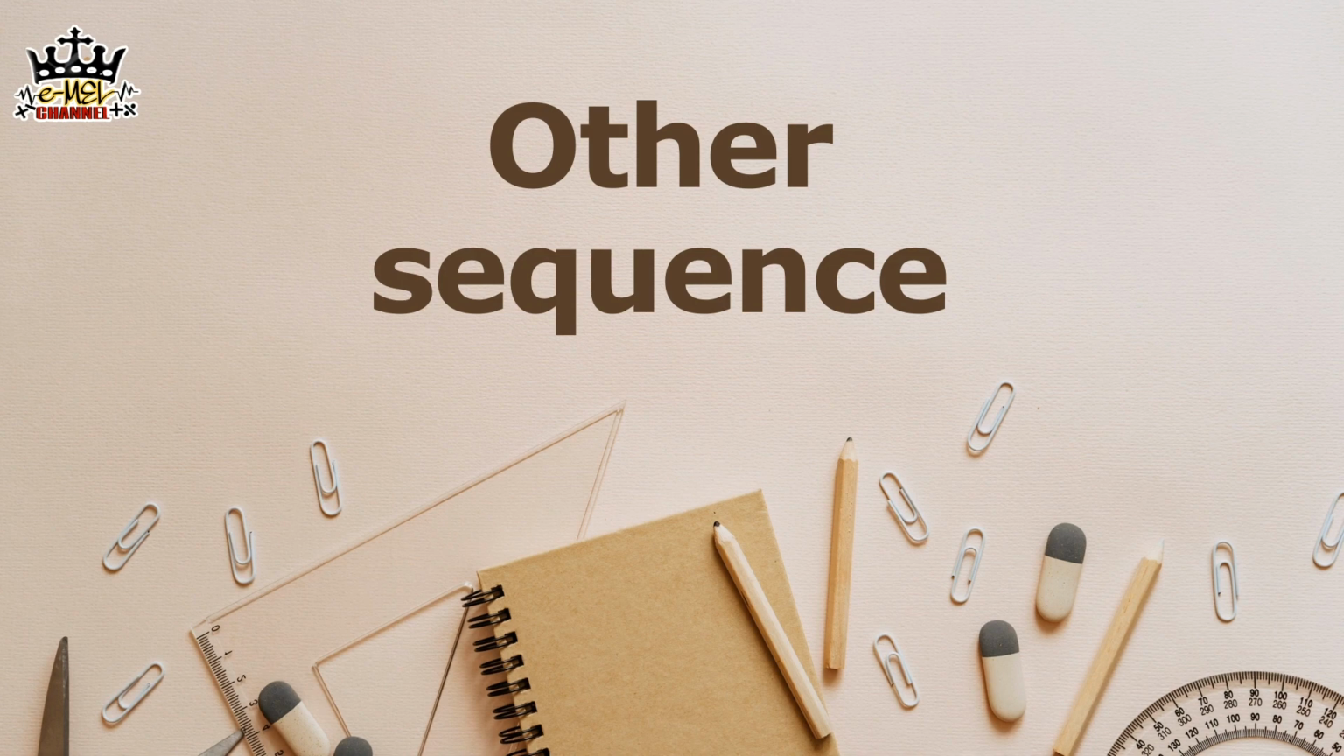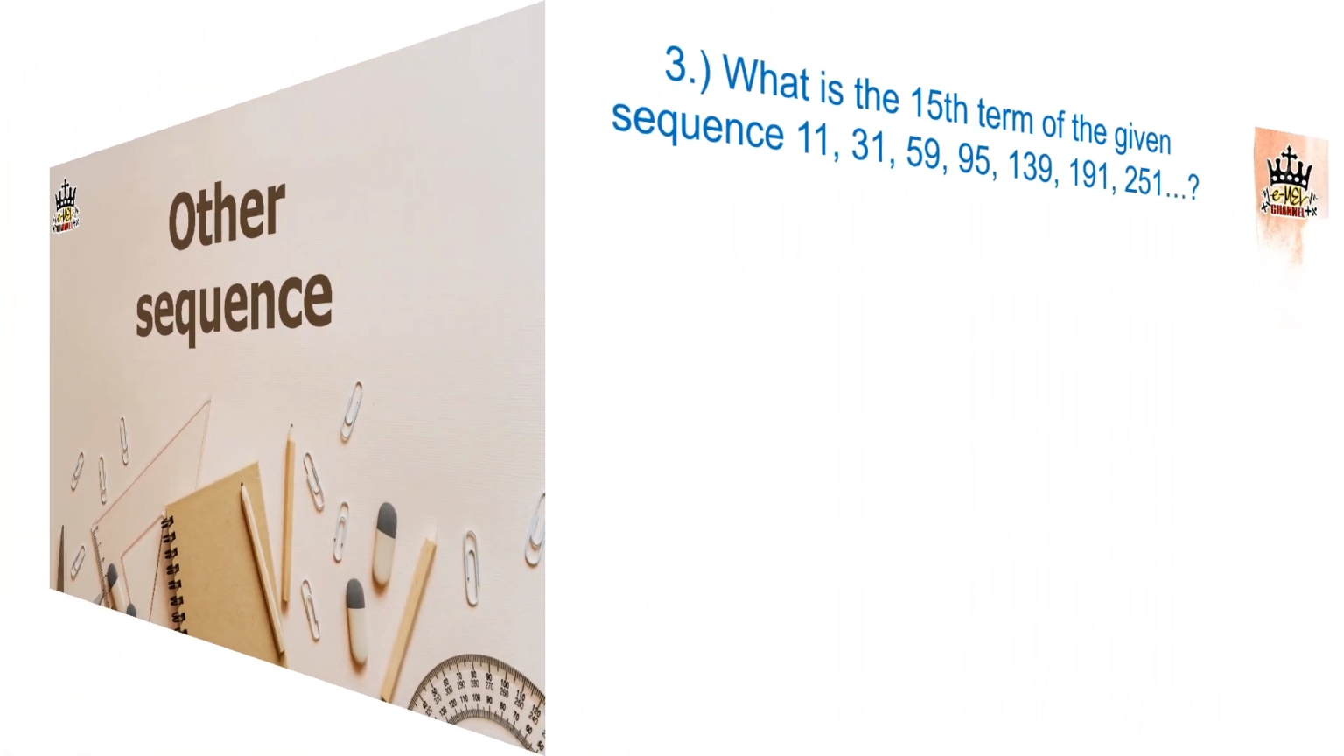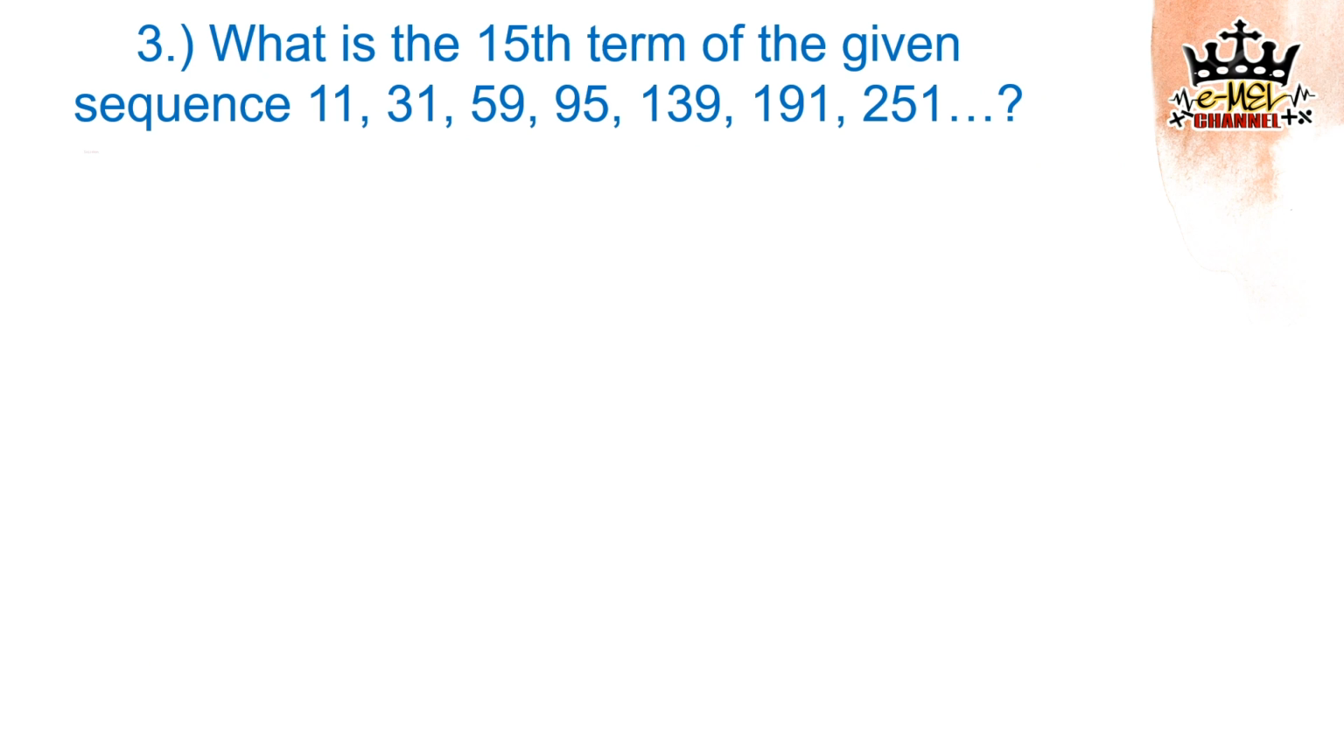Now let us have problem number 3: what is the 15th term of the given sequence 11, 31, 59, 95, 139, 191, and 251? Again, we're going to rewrite the problem in this way: 11, 31, 59, 95, 139, 191, 251, and we are concerned with the 15th term of the sequence.